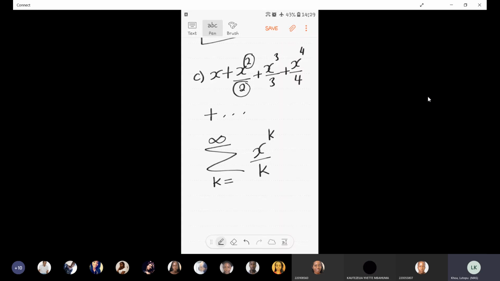And if you look at this, the first term is x to the power of 1 over 1. So this exponent is the one that is increasing by 1 each time. So you add 1, you get 2. You add 1, you get 3. You add 1, you get 4. So that should be represented by a k. And then the denominator as well. You start at 1, then 2, then 3, then 4, and they keep increasing in that manner.